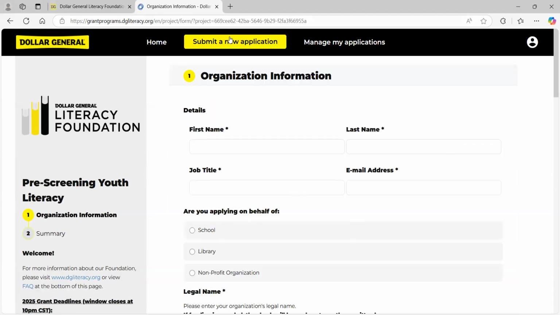Now, here on the first page of submitting the new application, the first step is to give the organization information. Organization information. That means the 501c3 nonprofit organization. So you want to type in the name of the person that's responsible for this application. So just a moment as I type this in.